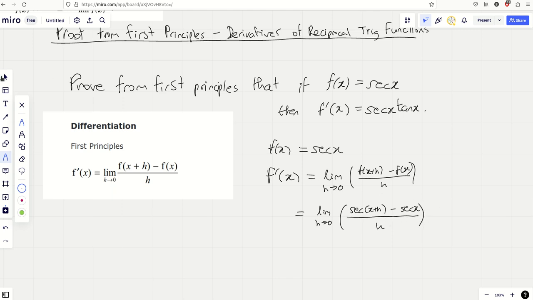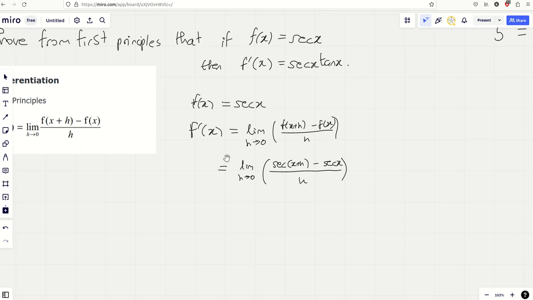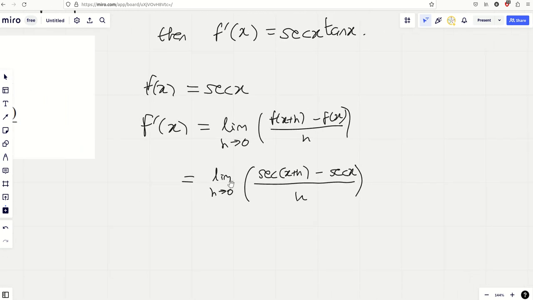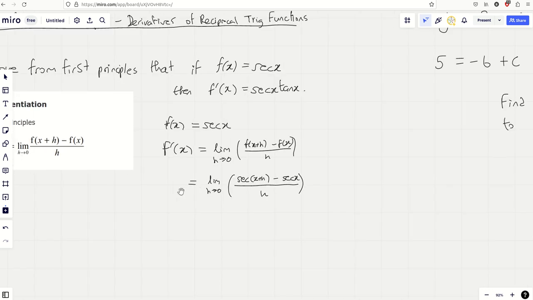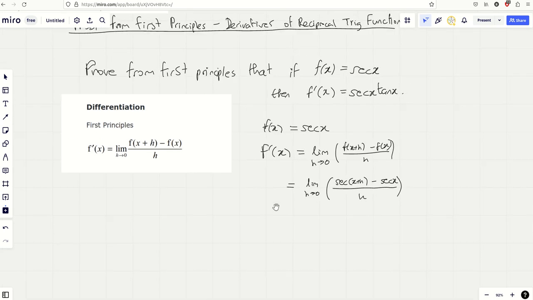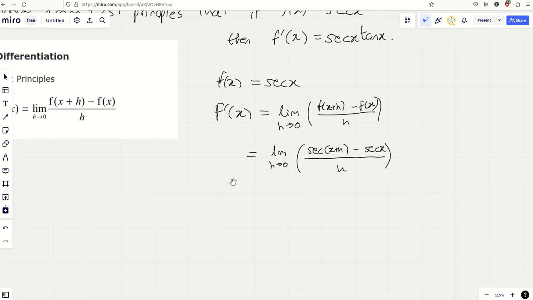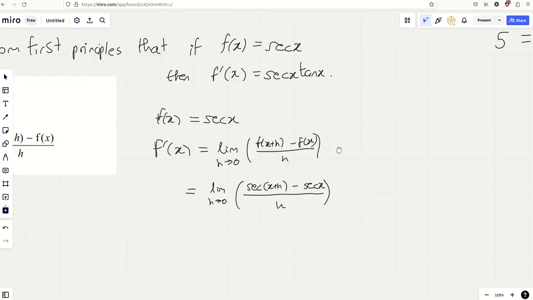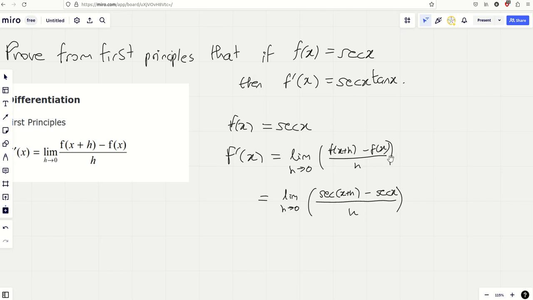Now, the whole point of doing proof from first principles is you start off with something where you're going to end up with 0 divided by 0, because if h was 0 at the moment, you'd have sec x minus sec x, which is 0, and then it would be divided by 0. And we want to avoid 0 divided by 0 because that's called an indeterminate form. In other words, you can't determine what it equals. We're going to put it in a more convenient form where we can determine that. And it almost always involves cancelling the h on the bottom, every single time really. So that's what I'm going to try and do.